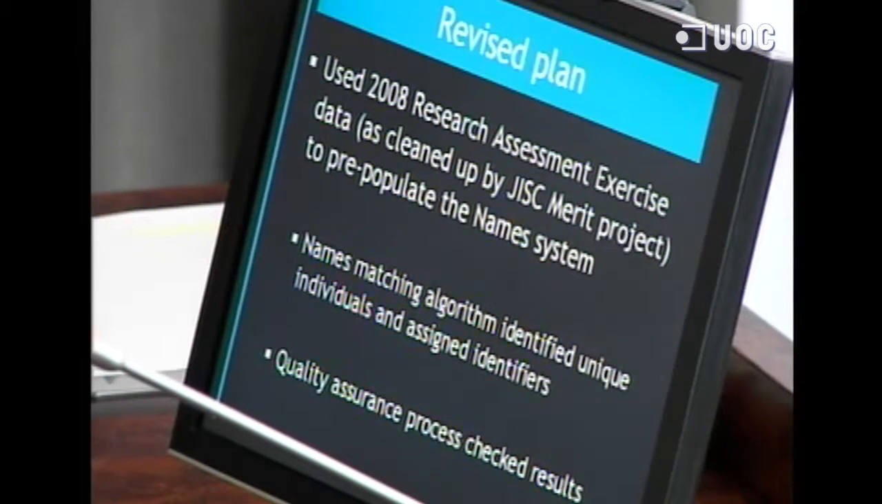So this had information about the researchers and their articles and their institutional affiliations, and they were all UK researchers, so it was exactly the sort of information we needed in order to create some names identifiers. We have a matching algorithm which runs across the data and identifies possible matches, and then assigns identifiers to the individuals that have been identified as distinct.